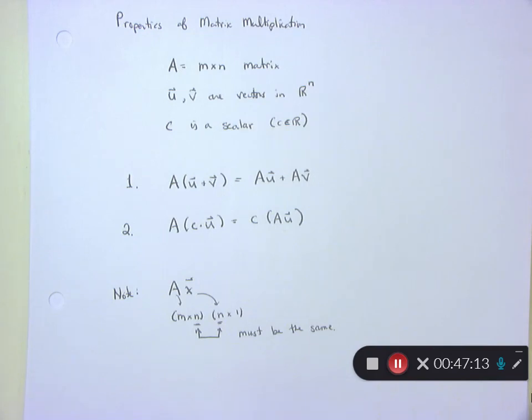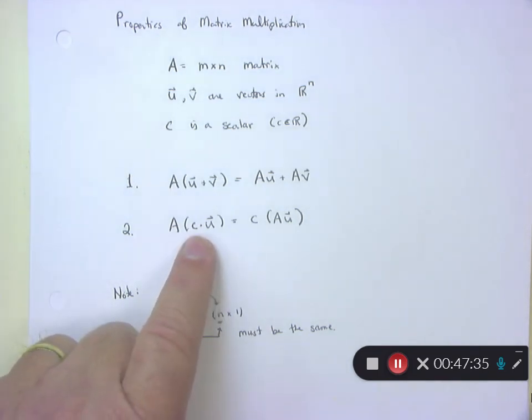Mathematically, please tell me what operation you would consider this to be. A being multiplied by u plus v is the same thing as Au plus Av. Distributive property. You can distribute matrices across multiple vectors being added or subtracted. Does that make sense? The second thing is this.